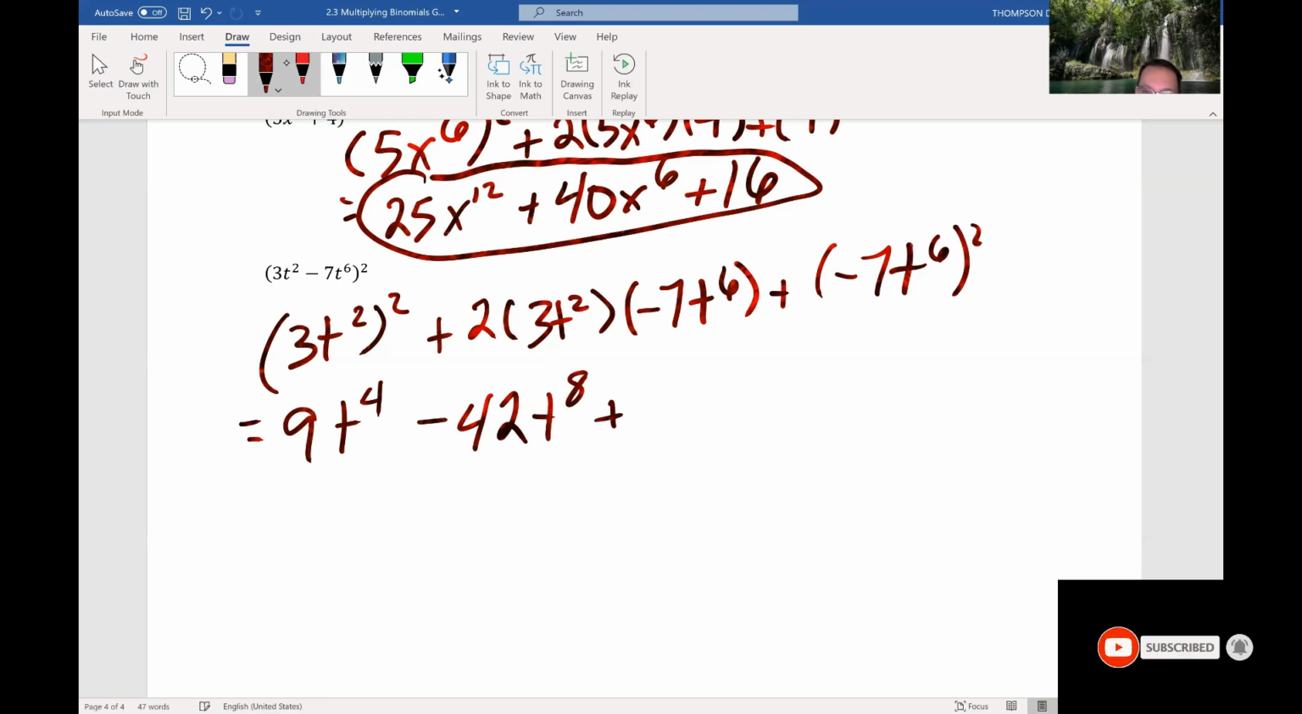And then last, take note that the sign changed when we have a subtraction in the middle. Last, we want to do negative 7 squared, which will be 49. And t to the 6 squared will be t to the 12th. And we are done.